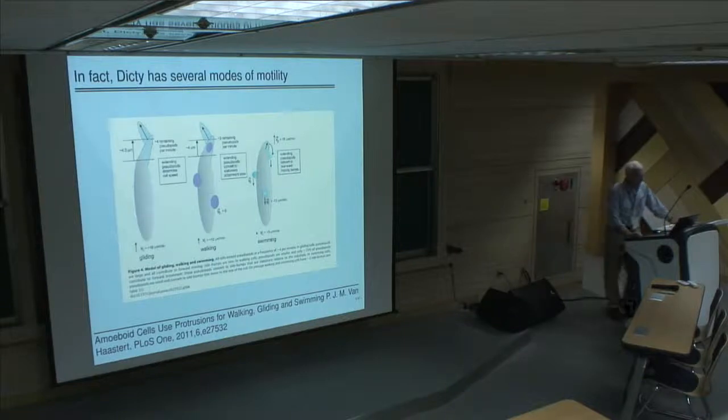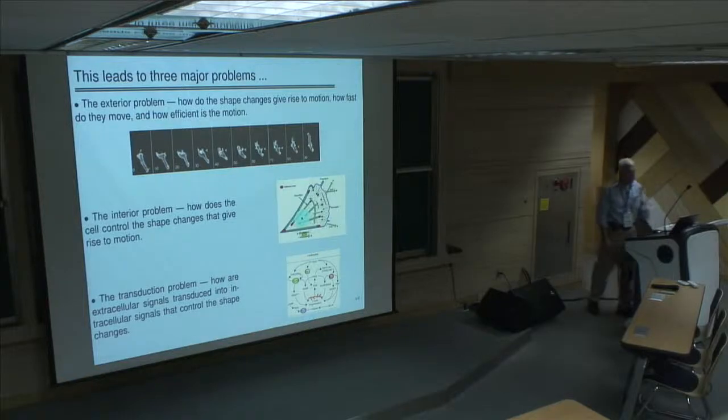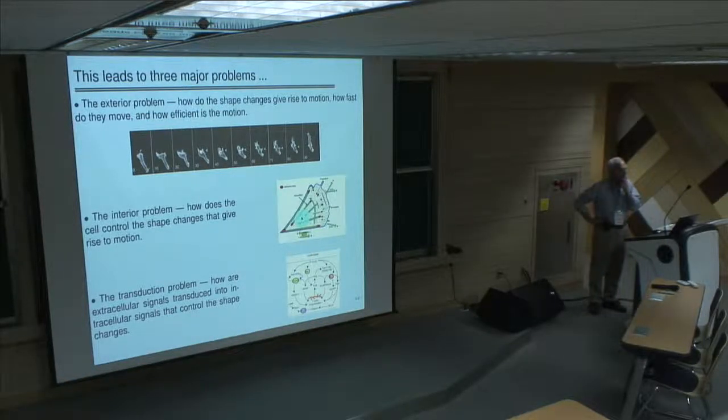It can do what is called gliding, where it essentially sticks out a leading edge, a pseudopod, etc. It can do what Peter van Haastert here calls walking, where it's a combination of sticking out the front and attaching it and pulling the rear back, and simultaneously propagating little protrusions down the side. And then the third motion is to forget about the pseudopod completely and just move by propagating the little protrusions. Okay, so this raises at least 3 major questions.